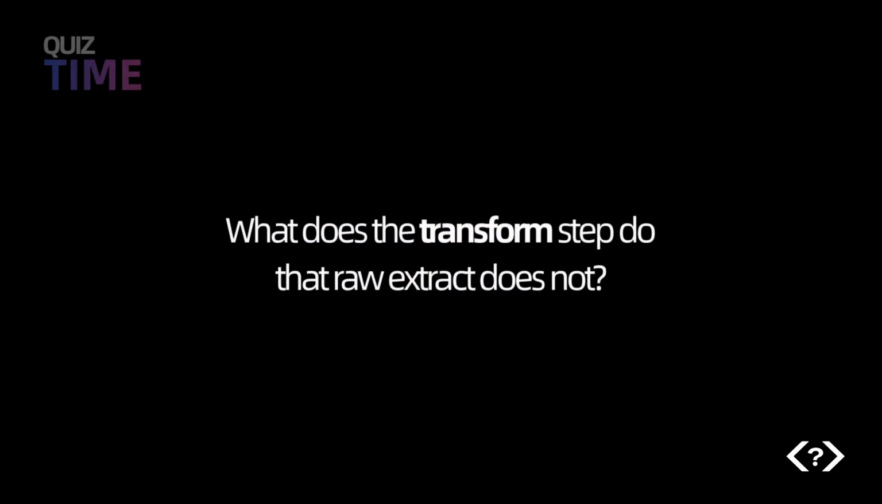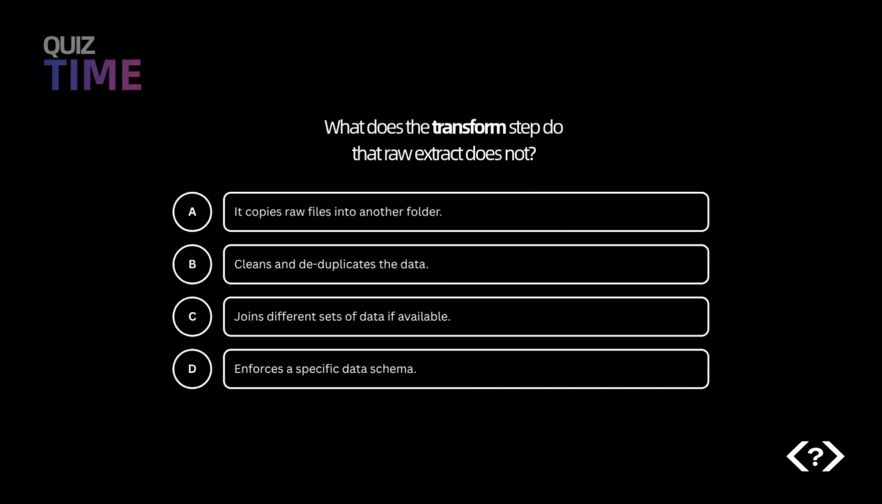So now it's time for a quiz. First question, what does transform step do that raw extract does not? A, it copies raw files into another folder. B, cleans and deduplicates the data. C, joins different sets of data if available. And D, enforces a specific data schema.